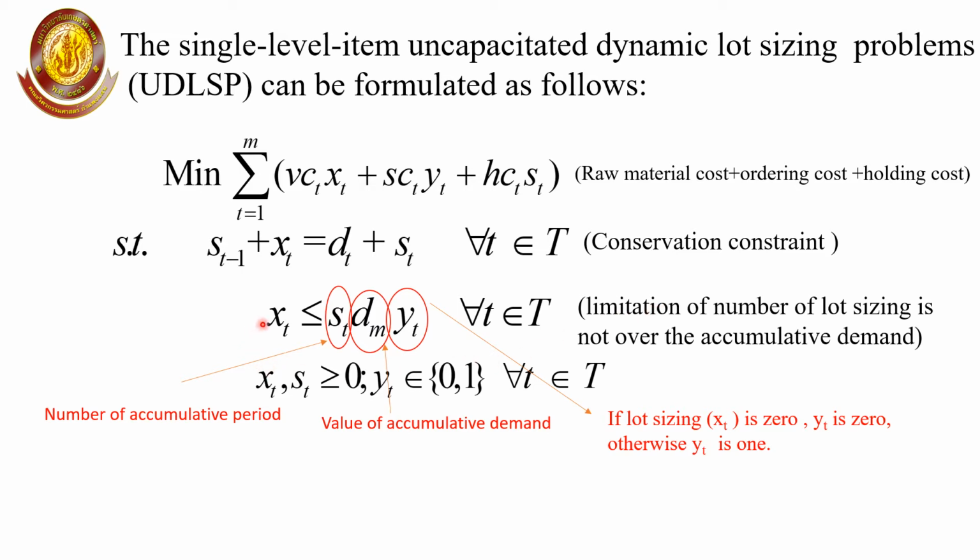X sub t is the lot sizing. S sub t is the number of accumulative periods. D sub m is the value of accumulative demands. Y sub t is a binary number. If lot sizing is 0, y sub t is 0, otherwise y sub t is 1.